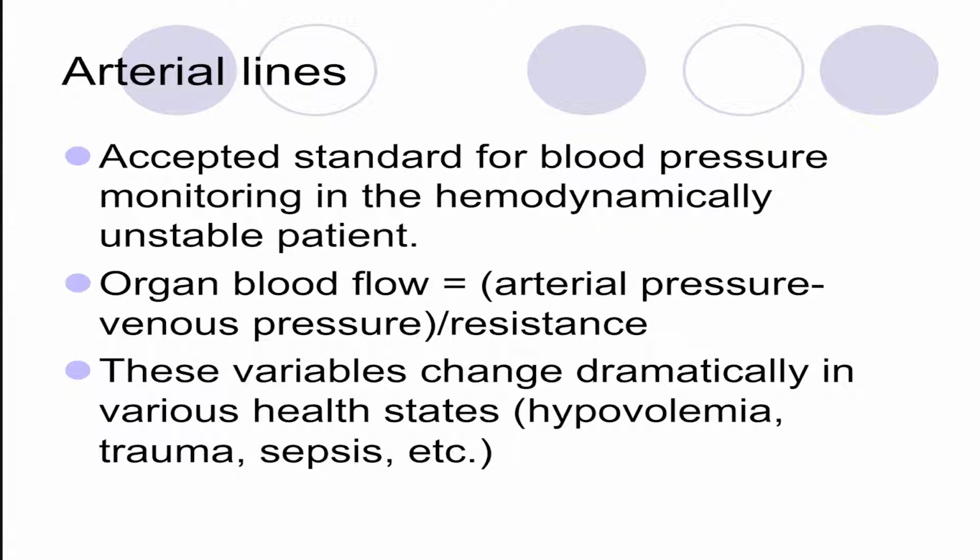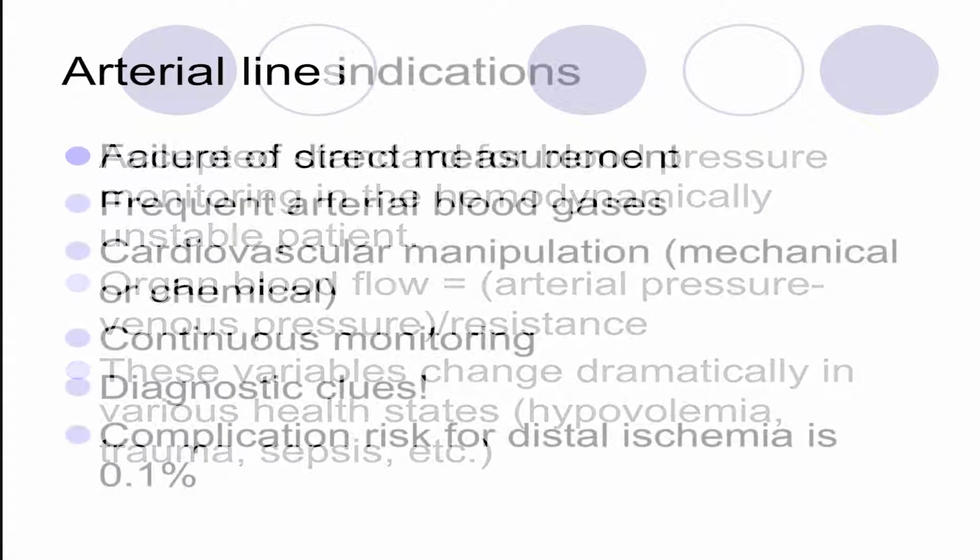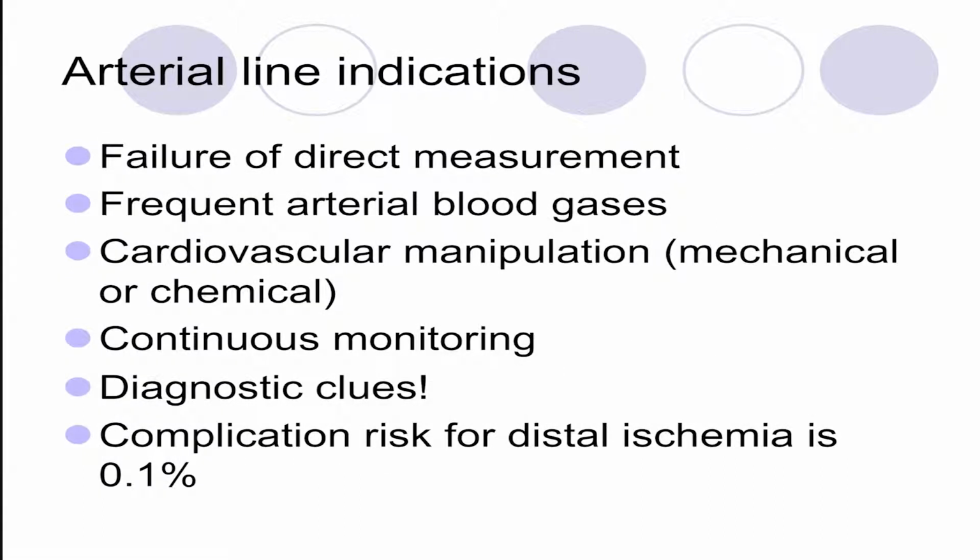So arterial lines are the accepted standard for blood pressure monitoring. And variables change dramatically in these patients. So why do we place art lines? Failure of direct measurement. PICC lines, mastectomies, places that we don't want to put blood pressure cuffs. We're always wary of a blood pressure cuff on a leg. Very large patients, there are a lot of concerns about, is this actually a good measure of their blood pressure?